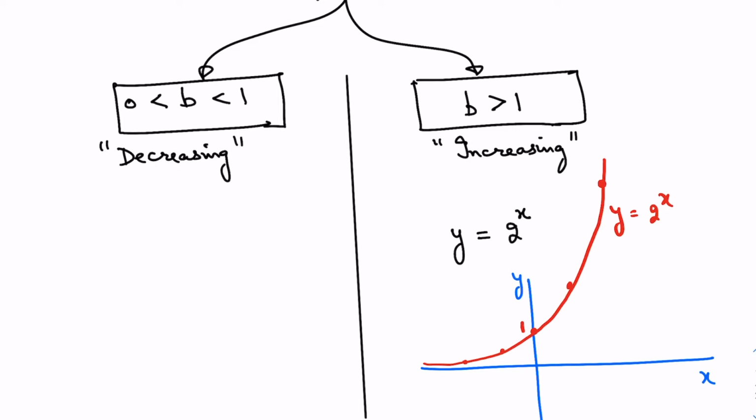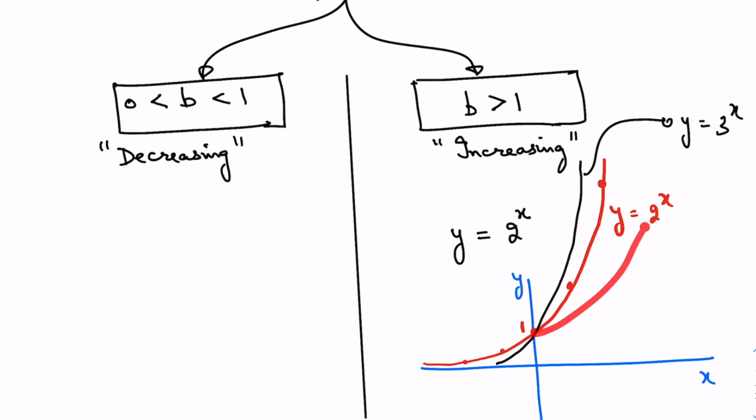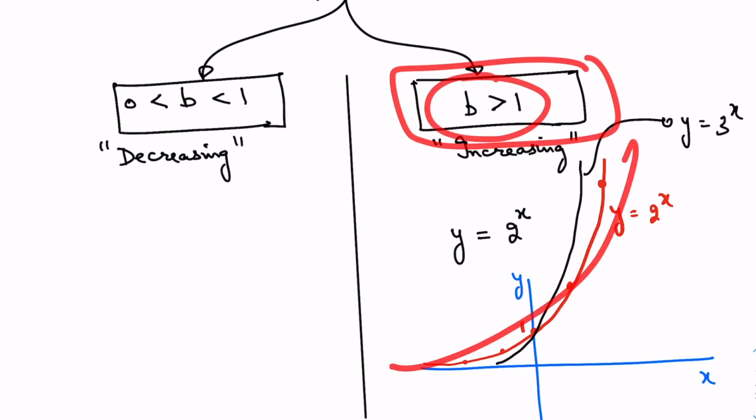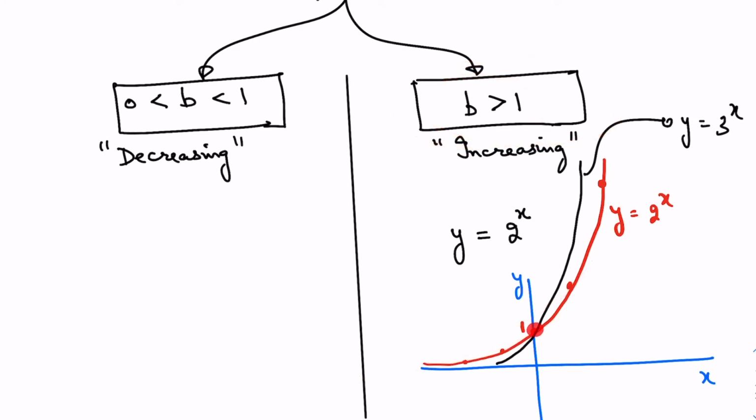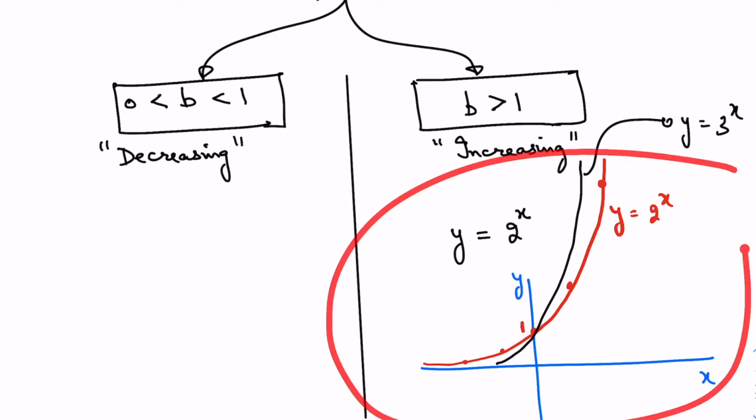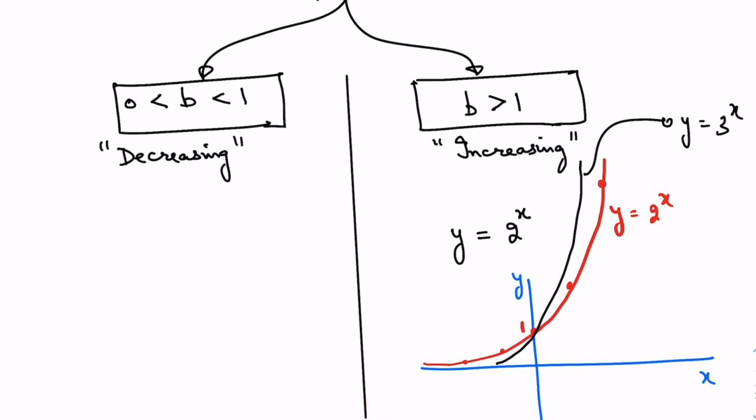If I want to plot it here, then this one will be y equals 3 power x. If I choose my base to be 1.5, that one will go somewhere here, so it will look like this. But the main thing here is that every curve belonging to this family with base greater than 1 is going to be increasing. And all those curves intersect at 1. So this is one family we are interested in.